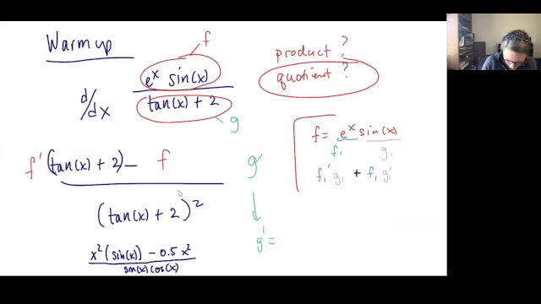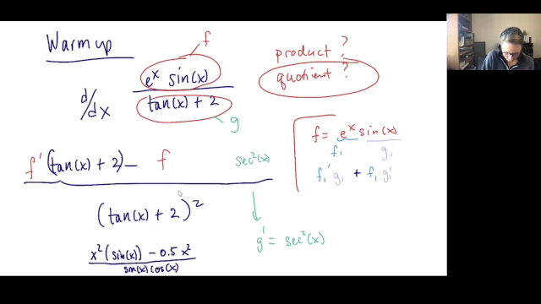Okay, yeah, so the derivative of tangent is secant squared. So the derivative of tangent x is secant squared x. And then what happens to the 2? What's the derivative of 2? Yep, so the derivative of 2 is just 0. So the g prime is just our secant squared. So I can just throw the secant squared x in up there.